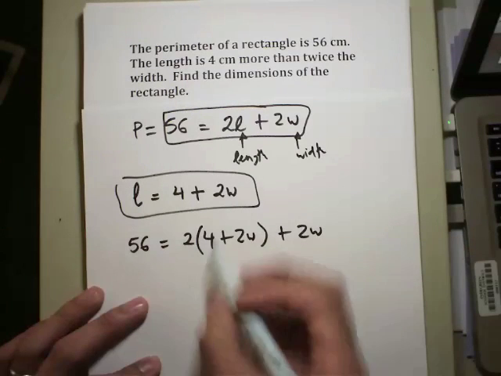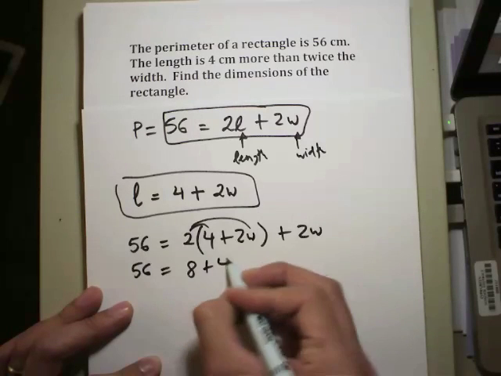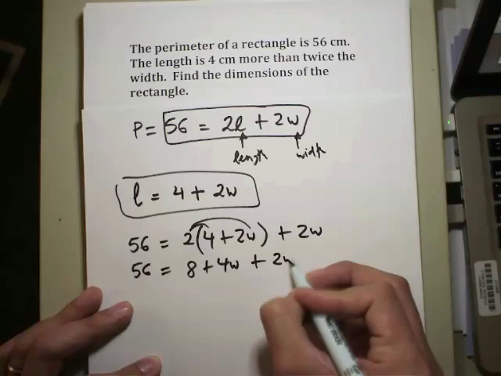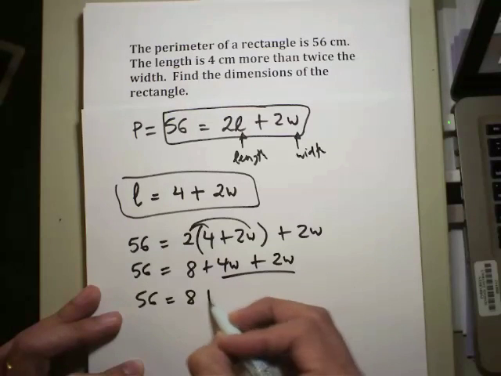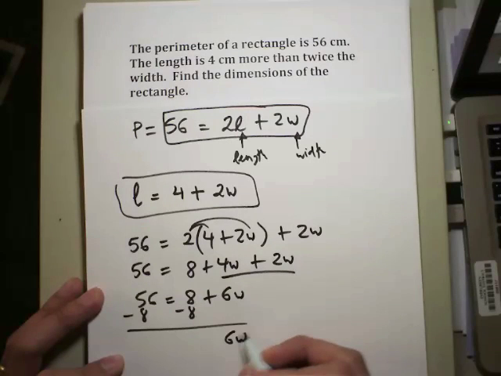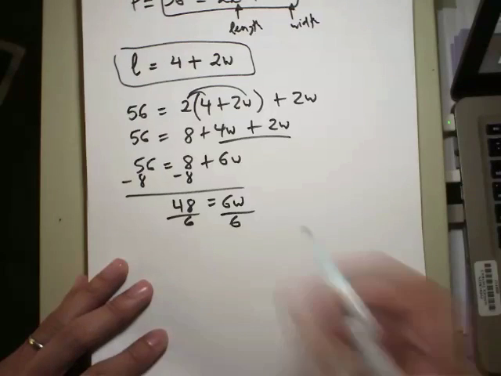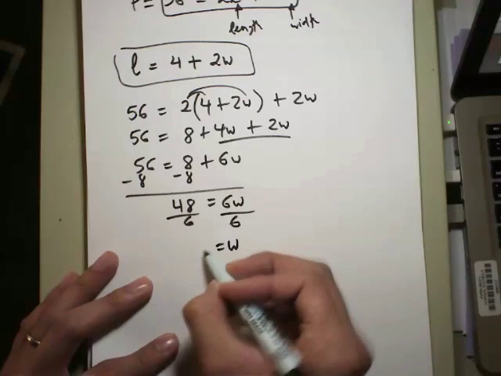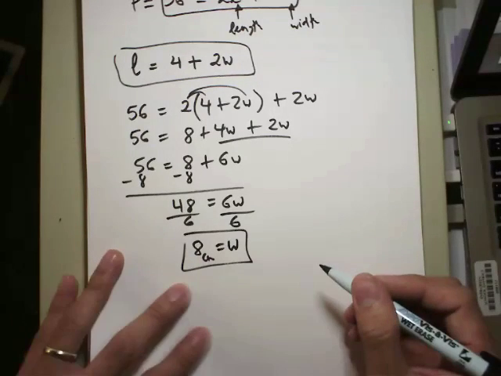We can go ahead and distribute. You get 8 plus 4W plus 2W, and we can combine like terms. You end up with 56 equals 8 plus 6W, and we can subtract 8 from both sides. You get 6W equals 48, and you can solve for W by dividing both sides by 6, and W now will give you 8 centimeters.